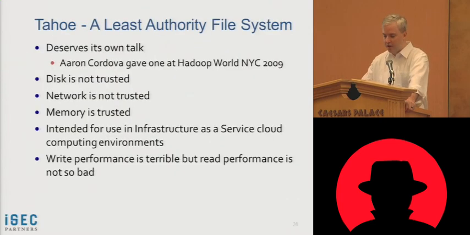So this really deserves its own talk, and unfortunately I won't have time to go too deeply here, but Aaron Cordova gave a talk about his Hadoop over Tahoe approach, and actually you can download it from Google Code where he has a project set up. But what's really interesting about Hadoop over Tahoe is that it's intended to be used in infrastructure as a service cloud computing environments. So in those environments, your physical disk isn't really a physical disk, right? So how can you really trust it, especially if you don't have insight into your particular infrastructure as a service provider's network and infrastructure? So let's not trust the disk, right?